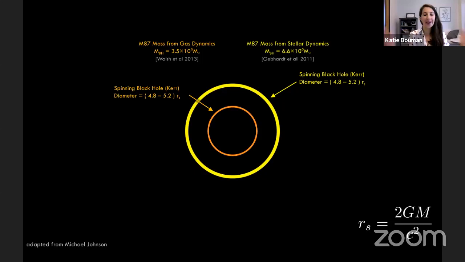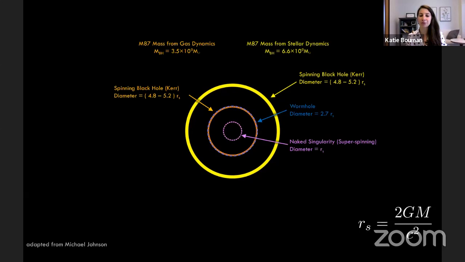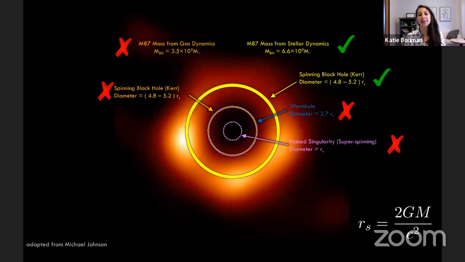And so we wouldn't expect a ring any bigger than the yellow one. So this is a way that we can weigh black holes, but we could also ask ourselves, is this a black hole at all? So we could test other exotic objects. For instance, wormholes also produce shadow features, but wormholes for the same size mass have a smaller shadow than a black hole. So here it is for a 6.5 billion solar mass wormhole. And there are also things called naked singularities or superspinning black holes that also produce shadows, and they would be even smaller. And so you can lay the Event Horizon Telescope image on top of the ball and instantly rule out all these other exotic possibilities.